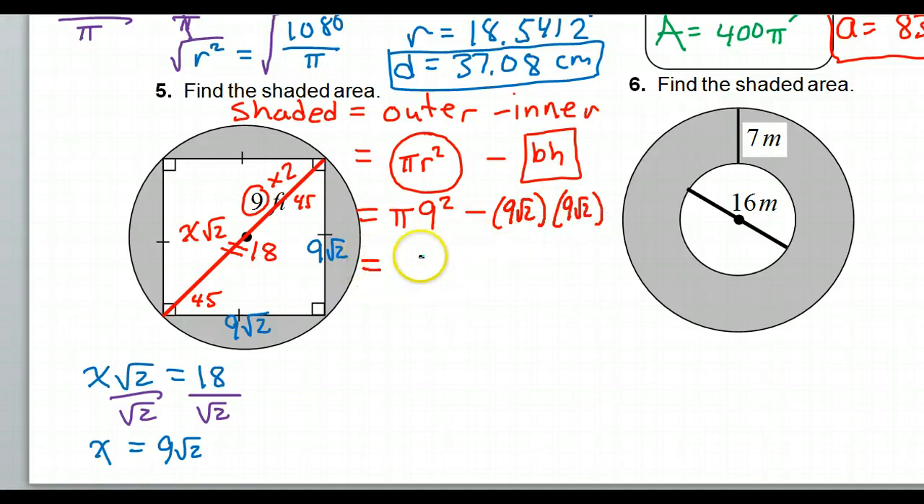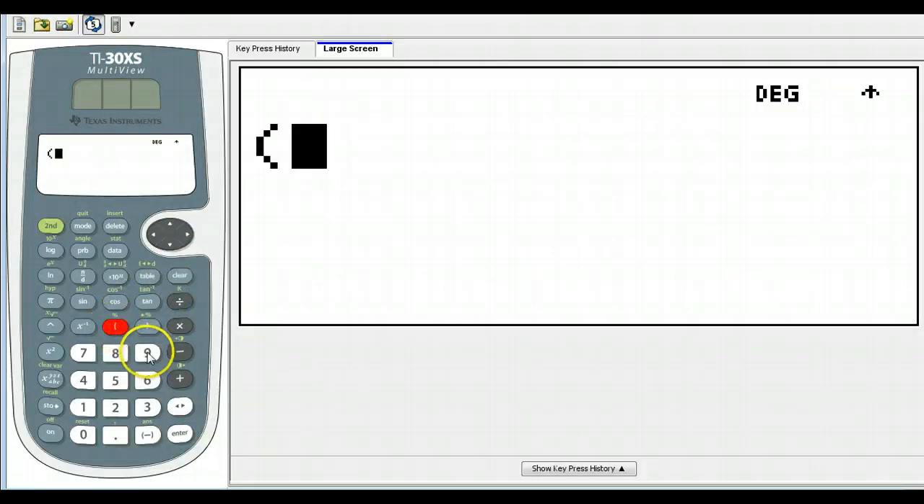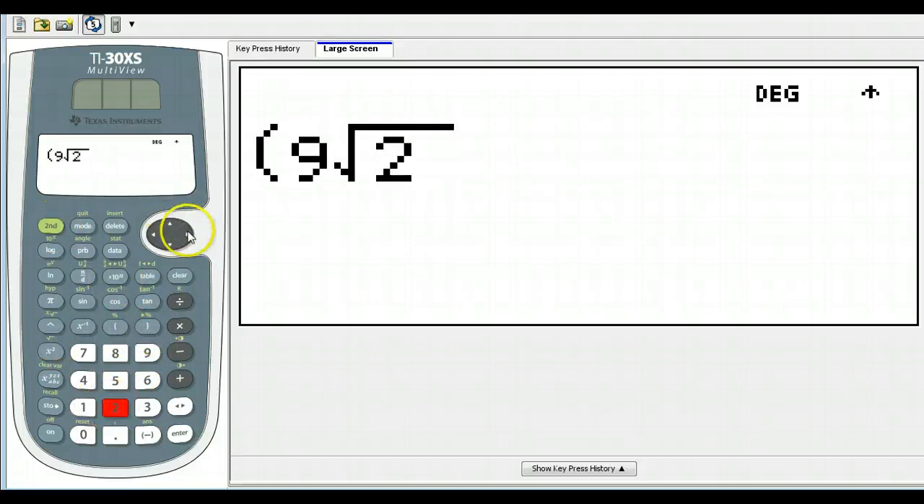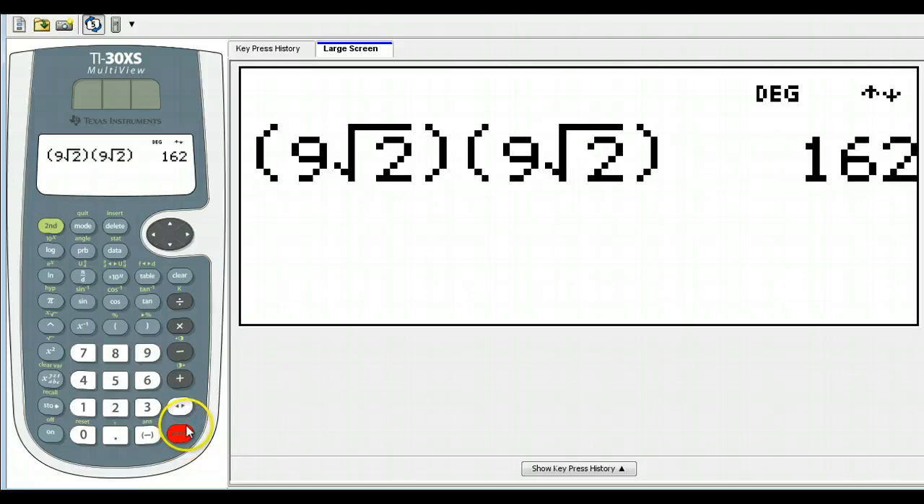Okay, let's simplify this as much as possible. So 9 squared is 81, so that's 81 pi minus 9 radical 2 times 9 radical 2. Let's see if the calculator will do this properly, because I don't want any decimals yet. So 9 radical 2 times 9 radical 2 is 162. Look at that.